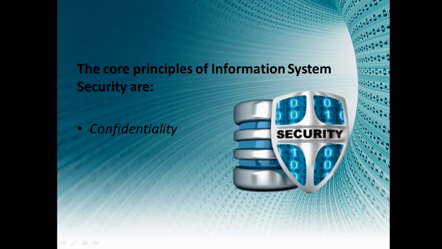confidentiality, which is the property of preventing disclosure of information to unauthorized individuals or systems. Integrity means that data cannot be modified without authorization. And availability. For any information system to serve its purpose, the information must be available when it is needed.